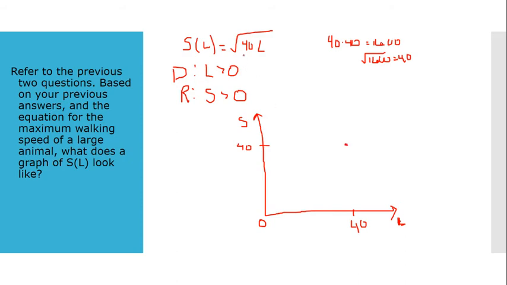And then since it's a radical, it's going to look like a half of a parabola turned on its side. So it's going to be kind of curved like that. That would be what our graph of S of L looks like, kind of half of a parabola on its side. Hope this helps you out with your project 19.